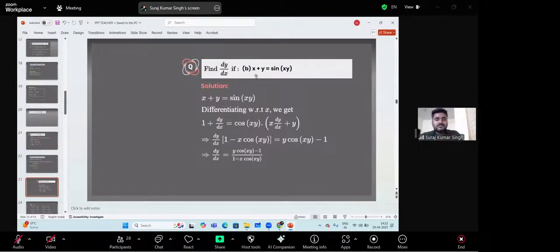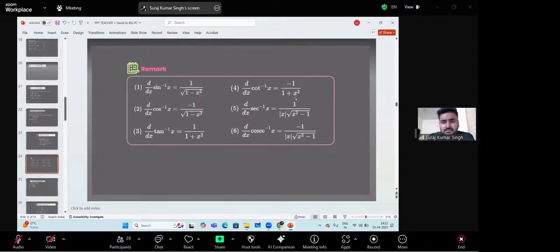See here one question: x plus y equals sine of x into y. So if we are finding the derivative of x plus y, we should write the derivative of x as 1, the derivative of y as 1 into dy by dx, the derivative of sine xy will come cos of xy, and again we should write the derivative of xy. So now here the product rule will come: first into derivative of second plus second into derivative of first, right? So therefore I can multiply here, and we can open this one, and we can get the dy by dx value.